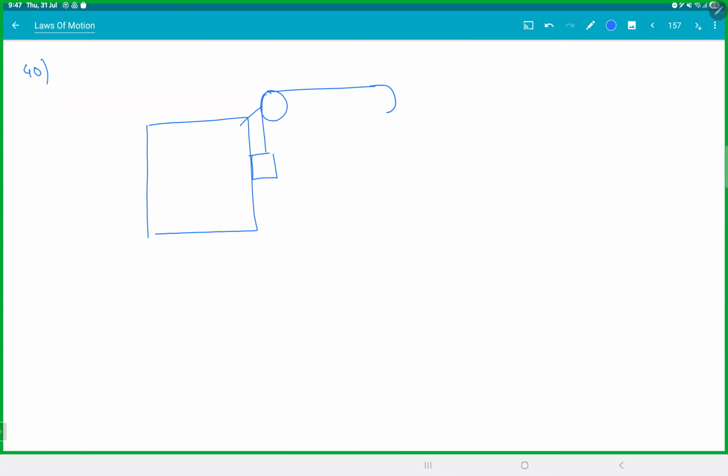This you have already seen. This is the third time you're seeing this. You saw it the first time in constraints, then you saw it in the three-body diagram. This is small m, this is capital M. All surfaces are smooth. Find the acceleration of the blocks.